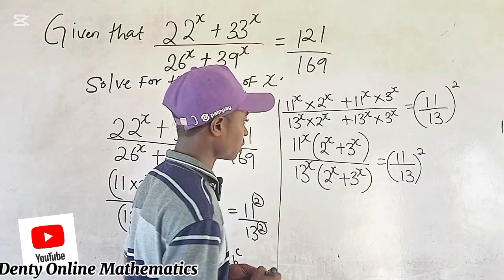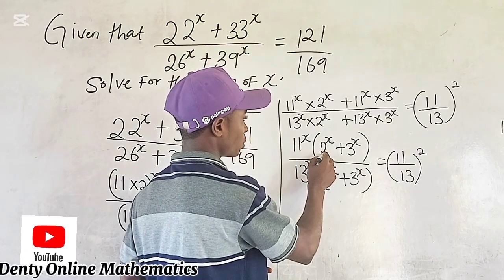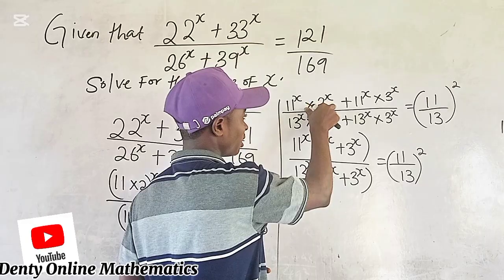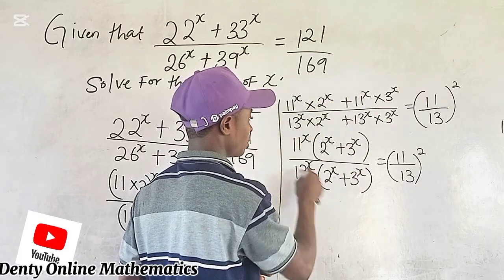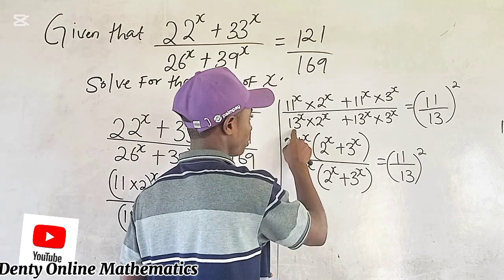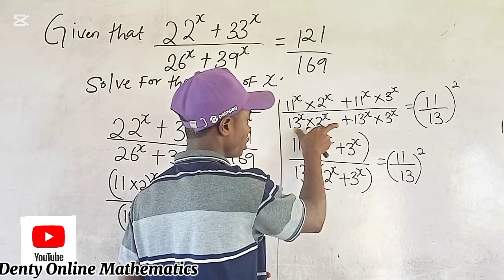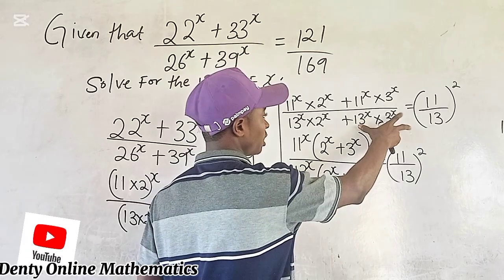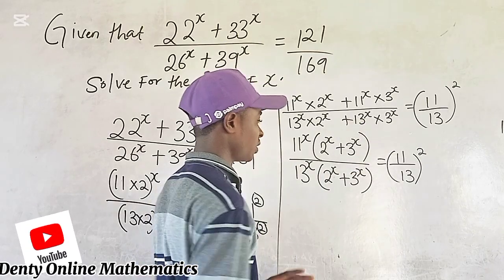Now let's check this out. 11 raised to the power of x times 2 will give us this. You see? So this bracket is just the same thing here. So if you multiply this by this, you get this. Multiply this by this, you get this. Multiply 13 by this, you get this one. Multiply 13 raised to the power of x by 3 raised to the power of x, you have the second one. So it's the same thing.